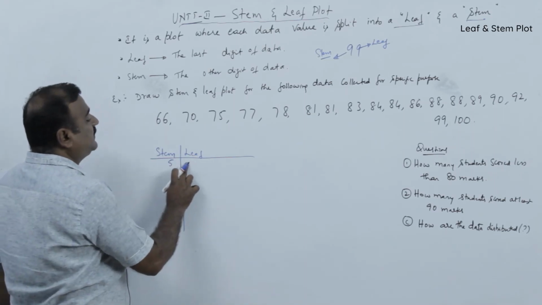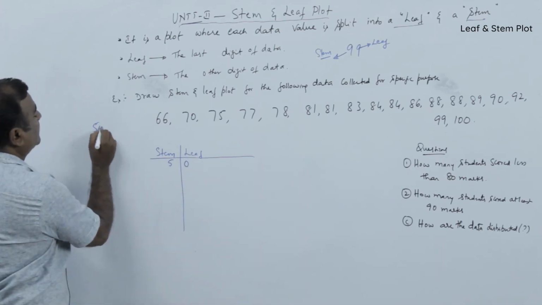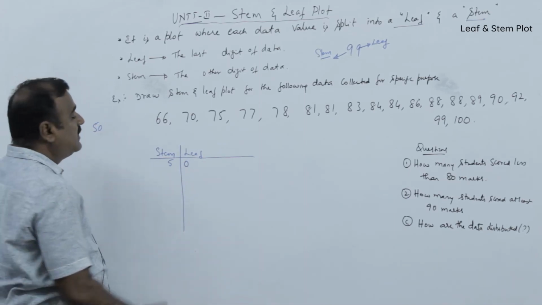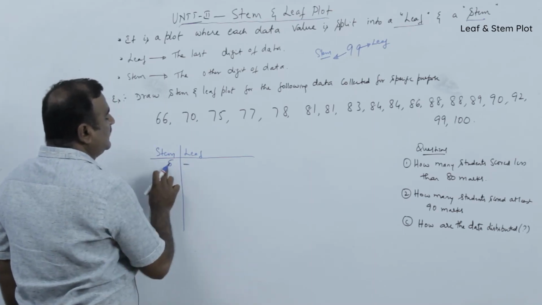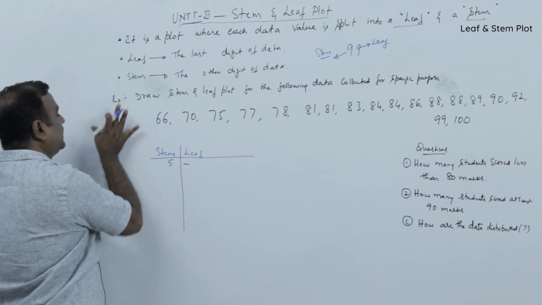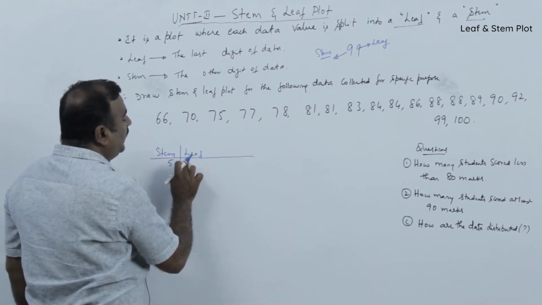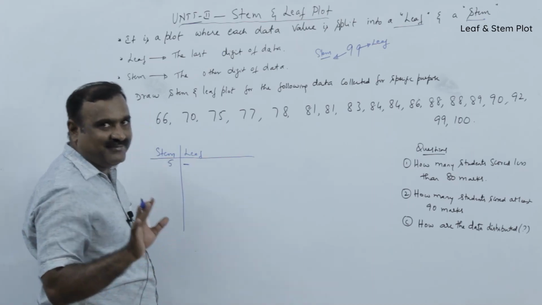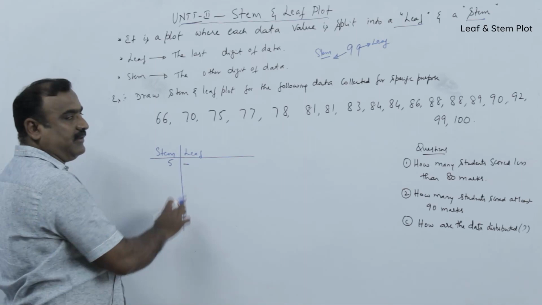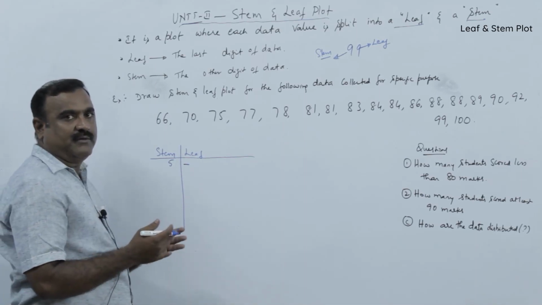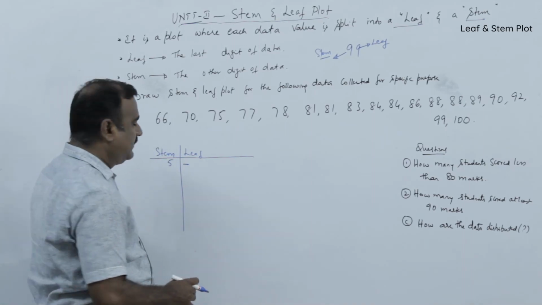Suppose instead of a dash, you mention 0 here, it indicates that it is 50 marks. So if you mention the leaf part as a dash, this value is nowhere concerned, because the leaf part is nothing. A leaf is not going to occur without a stem. When I mention the dash here, the leaf will not come without the stem, so this indicates that the data is nothing.